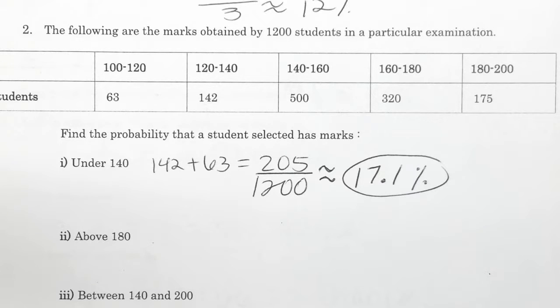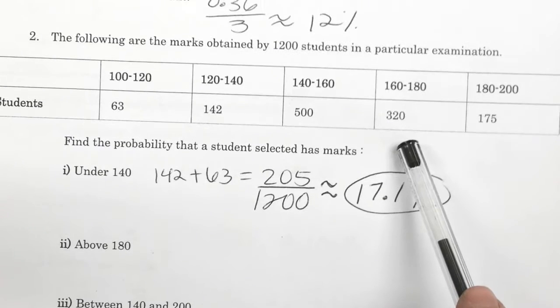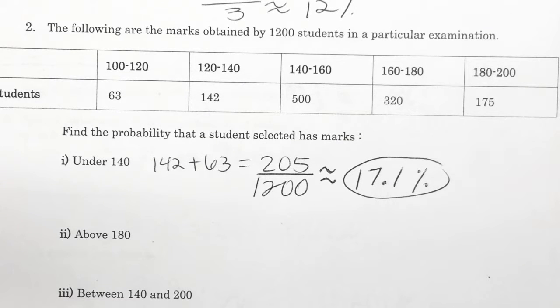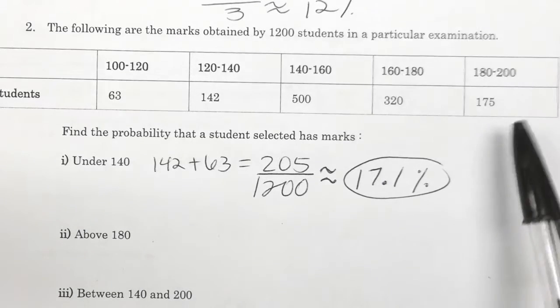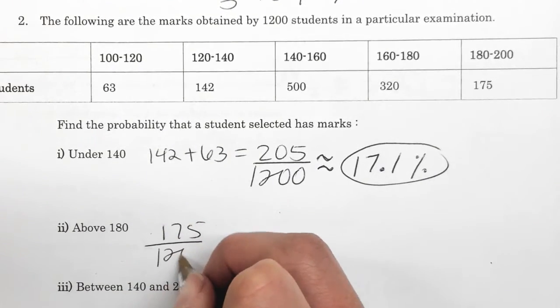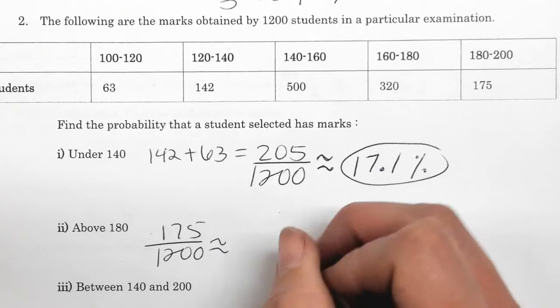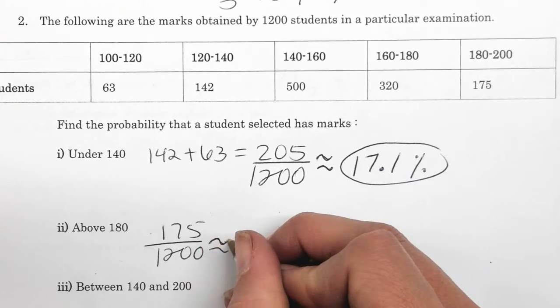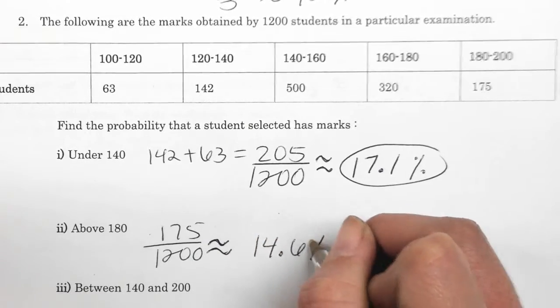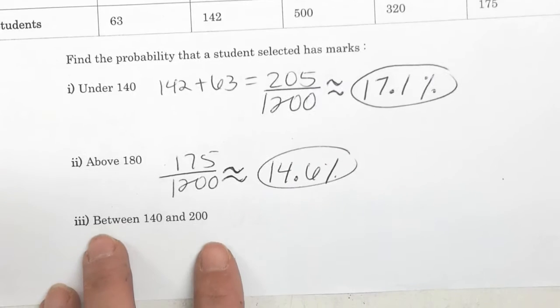All right, what about above 180? Just 175? Well, I thought we would do 320 plus 175. Well, in this one, they scored what? 160 to 180. Between 160 and 180. Which one's greater than 180? This section, right? Good. So it'd be 175 over what? Good. 1,200. Tell me the percentage. Everybody agree? 14.6%?